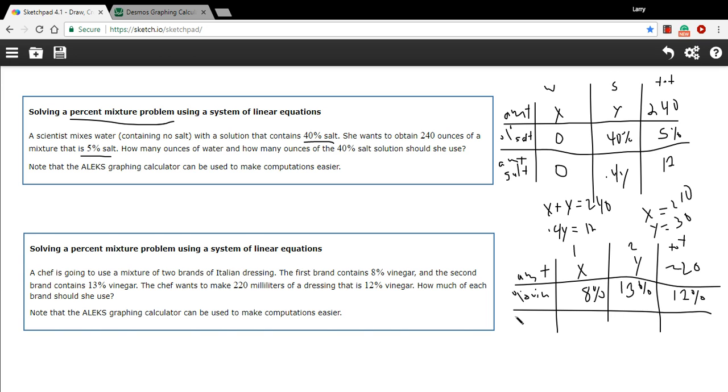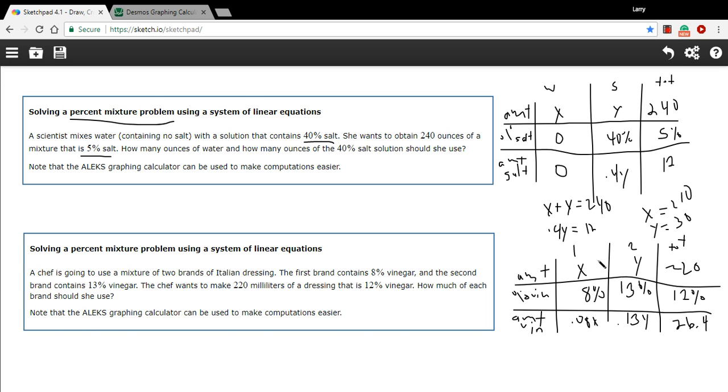And then we'll put the amount of vinegar. So the amount of vinegar, 8% of X, so that's 0.08 times X, and 13% of Y, so 0.13 times Y. And that is going to add up to whatever 12% of 220 is. So let me punch that in my calculator. And that should be 26.4. So I just calculated this amount of vinegar in our total by multiplying 0.12 times 220.